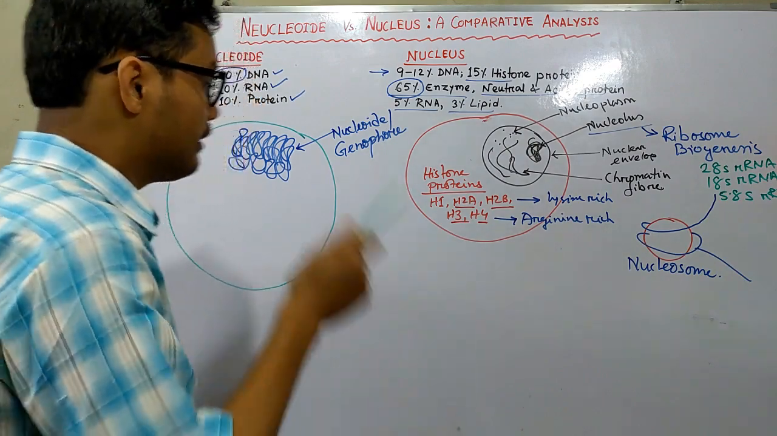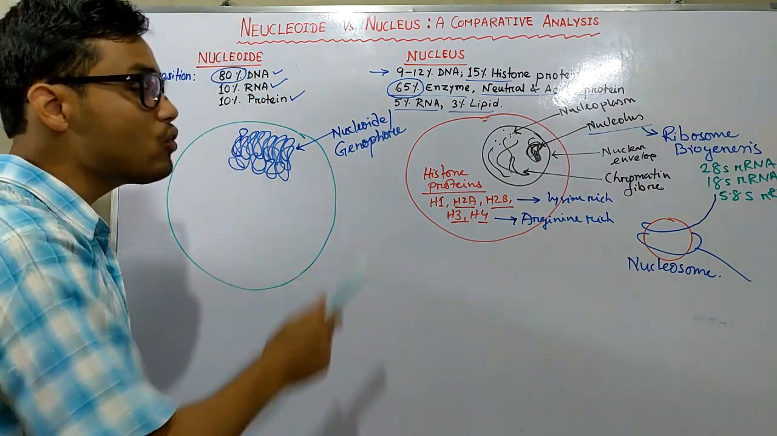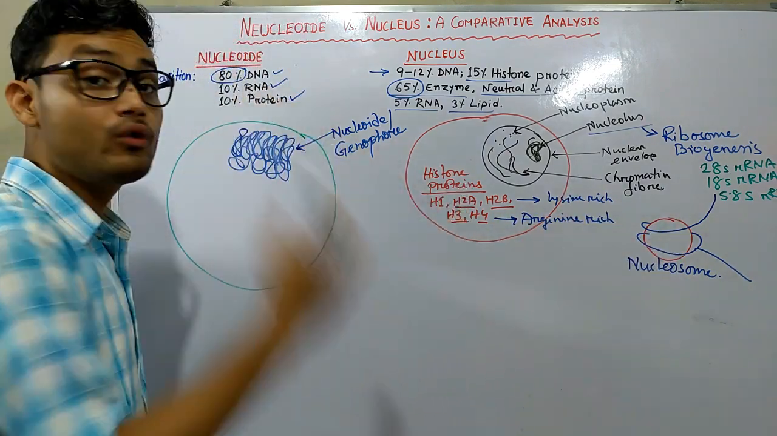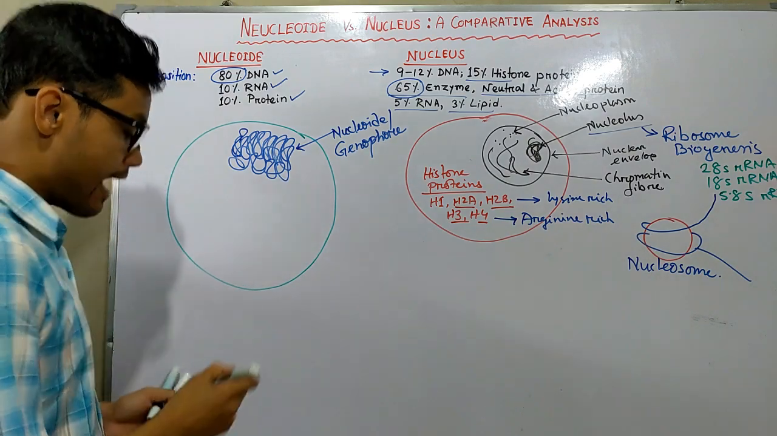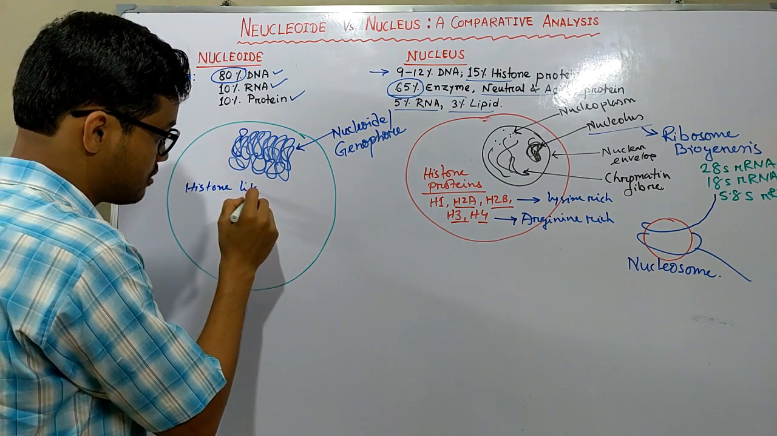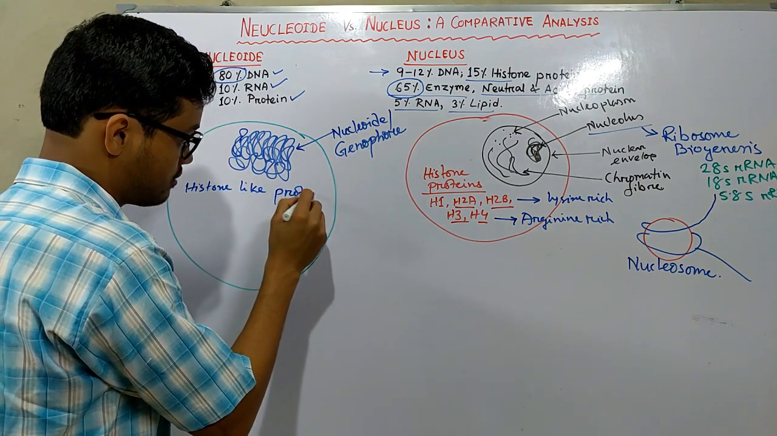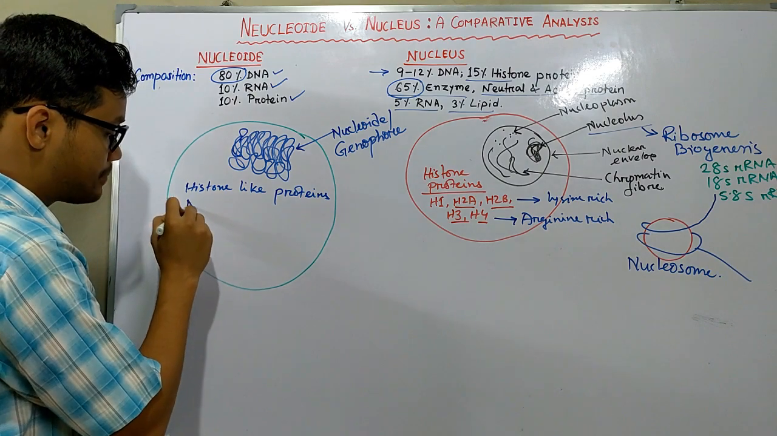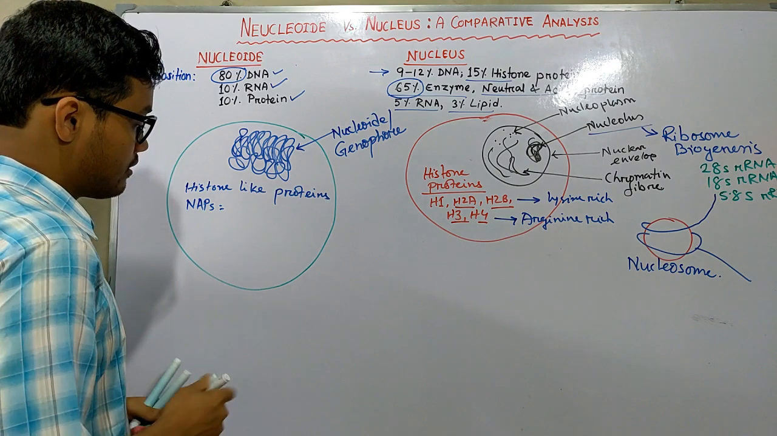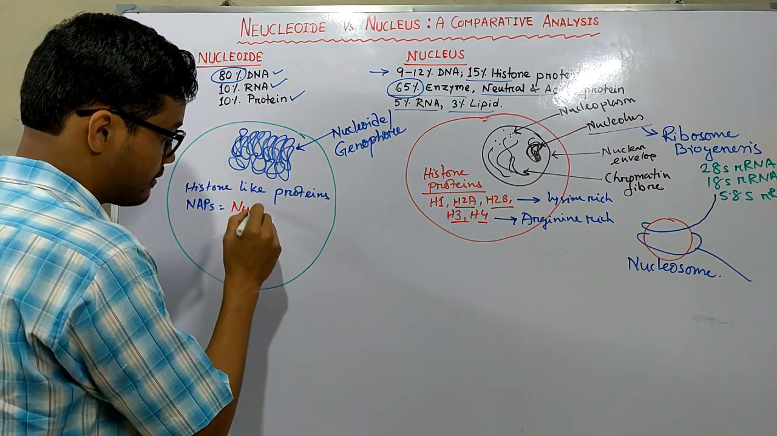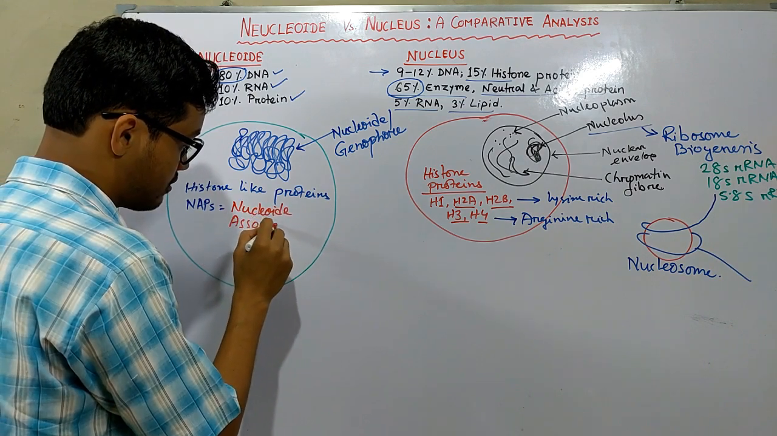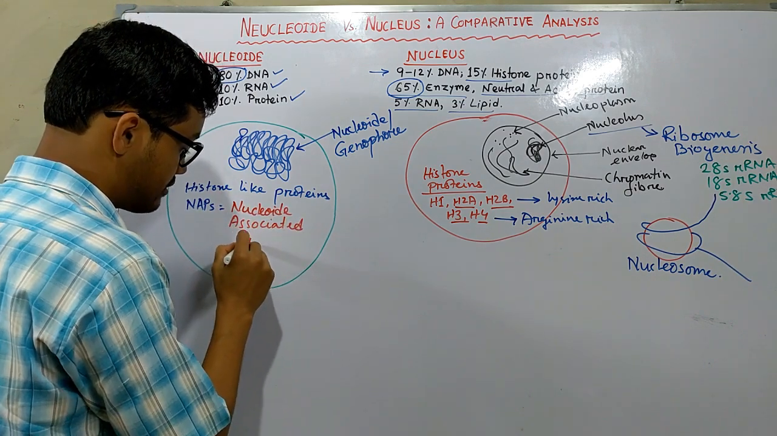Okay, but in case of prokaryotes, there is no chromosome compaction. That means there is no nucleosome, no histone proteins, no histone octamers. But they have histone-like proteins known as NAPs. That means nucleoid associated proteins.